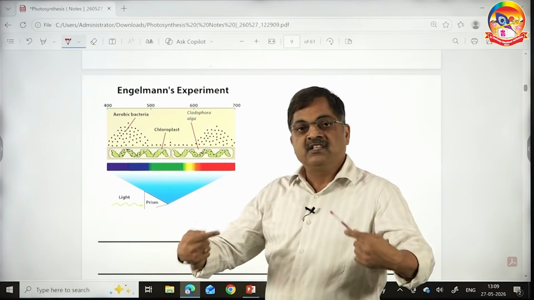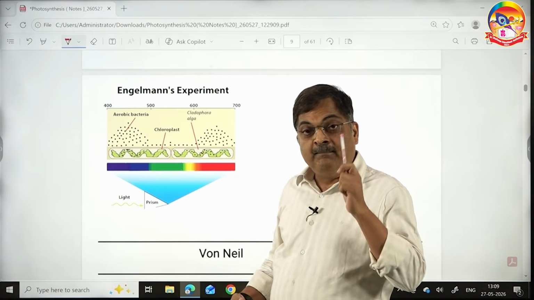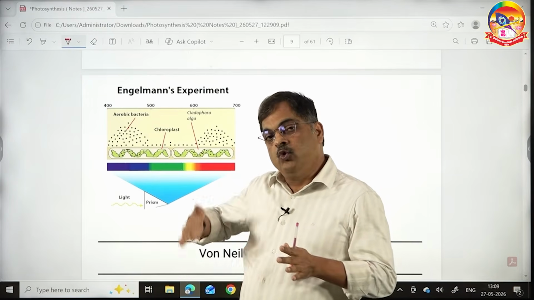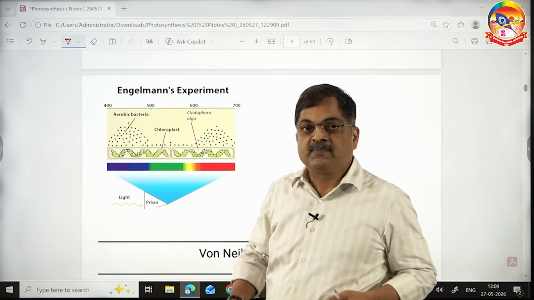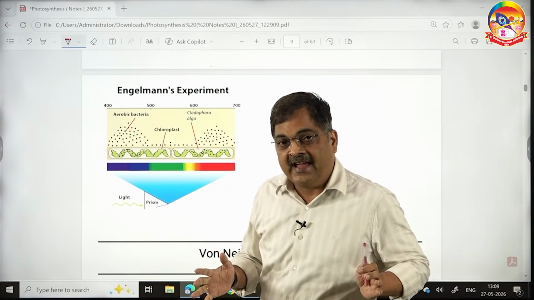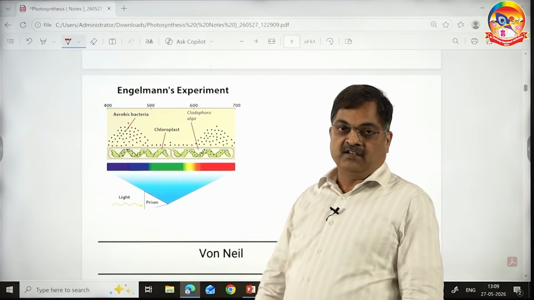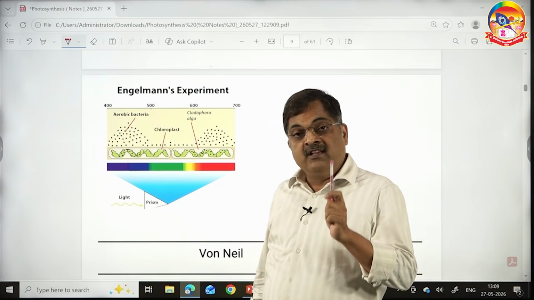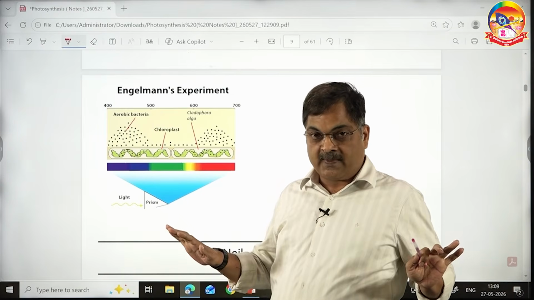Naturally, oxygen is evolved as a product in the light phase, as you know pretty well. Because of oxygen evolution in large quantities in blue and red, more aerobic bacteria accumulated in that suspension, clearly signifying that blue light and red light are the most effective light in photosynthesis. And be careful, children. Engelmann is associated with action spectrum, not absorption spectrum.